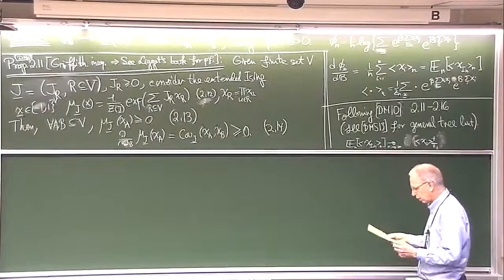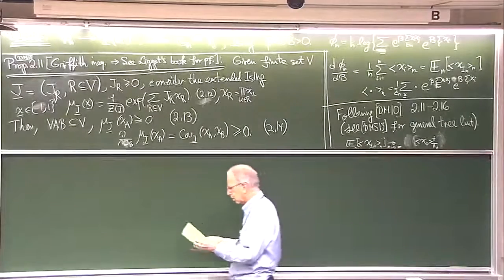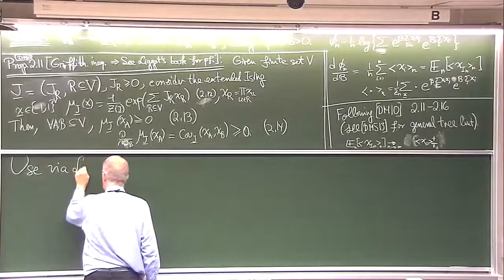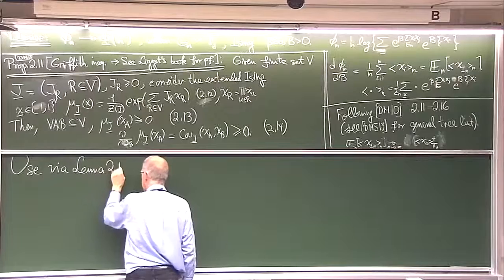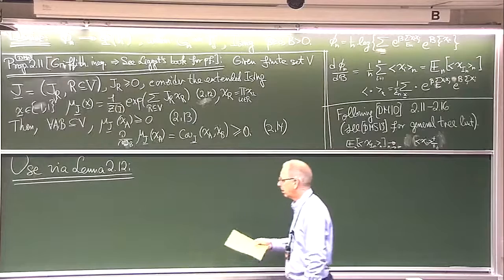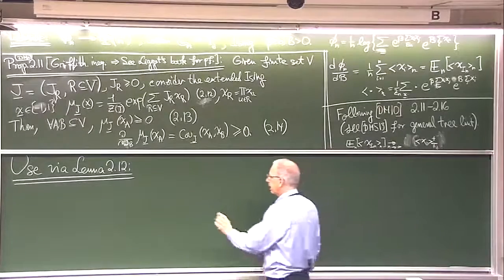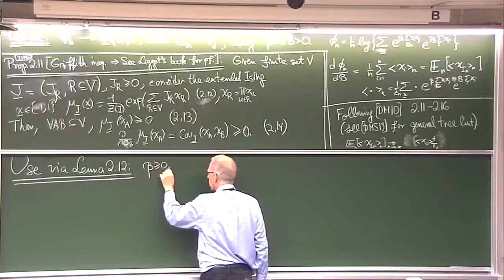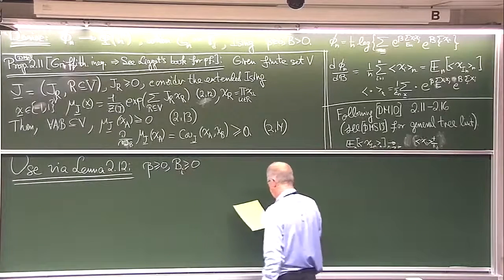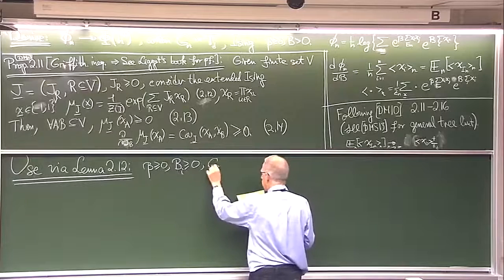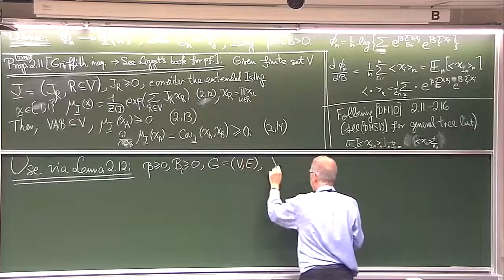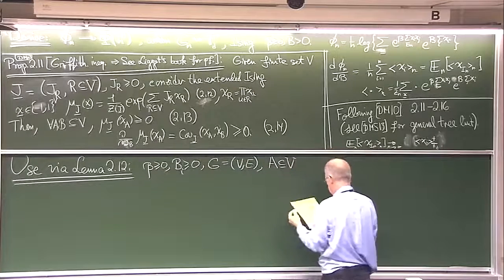How are we going to use this result? Again, the notation numbers are coming from DM10. We take beta greater or equal to 0. I'm going to cite the lemma: b_i greater or equal to 0, actually, b_i greater or equal to 0. G is V, and A is a subset of V.